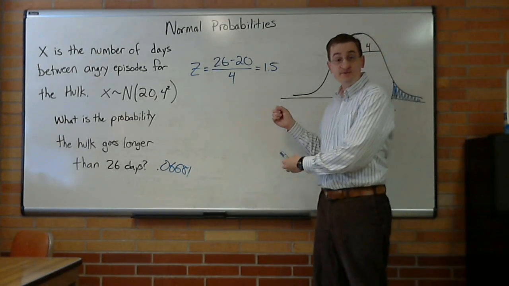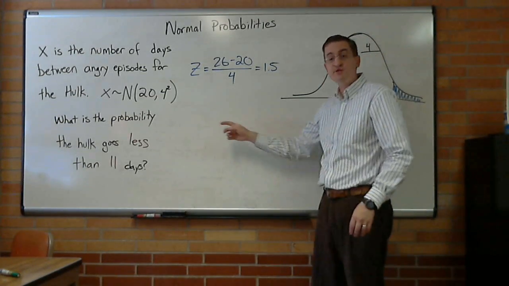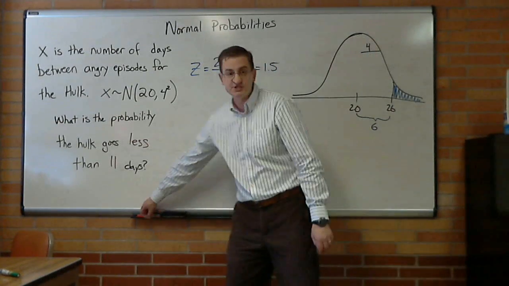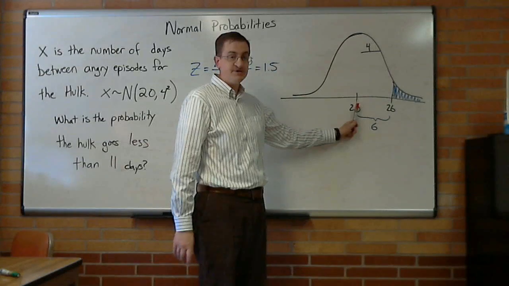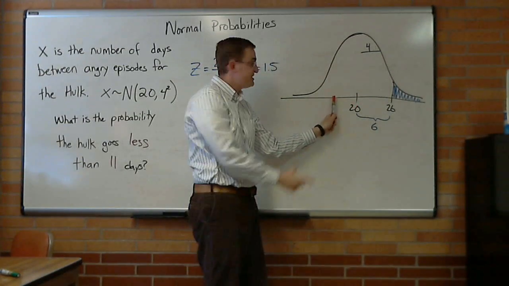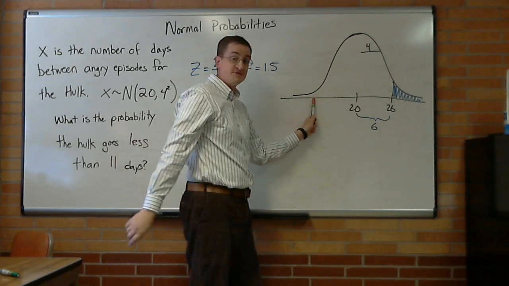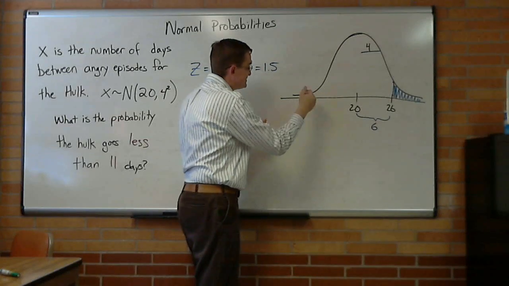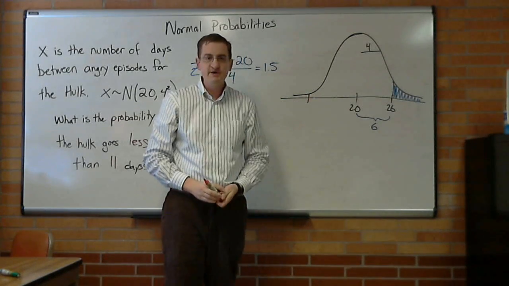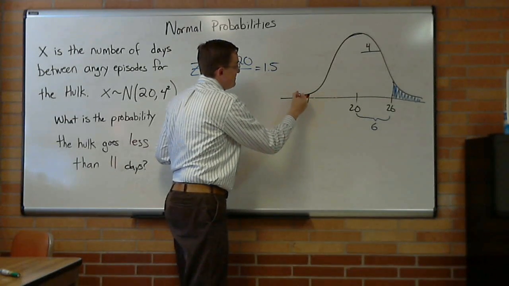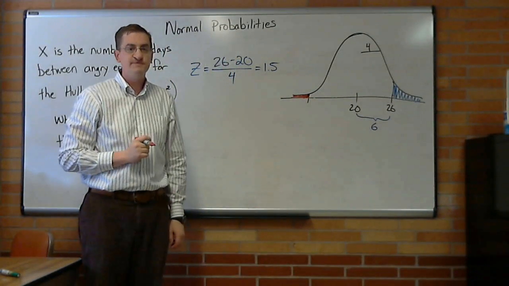Let's write the question differently like this. What's the probability the Hulk makes it less than 11 days? Well, this is a different picture. I need to find where 11 is on here. I know this is 4, so 16 is right here. 12 is right there. 8 is down here. So 8 and 12, 11 is somewhere right in that range. Really, really small chance. So there is the area that I am looking for.